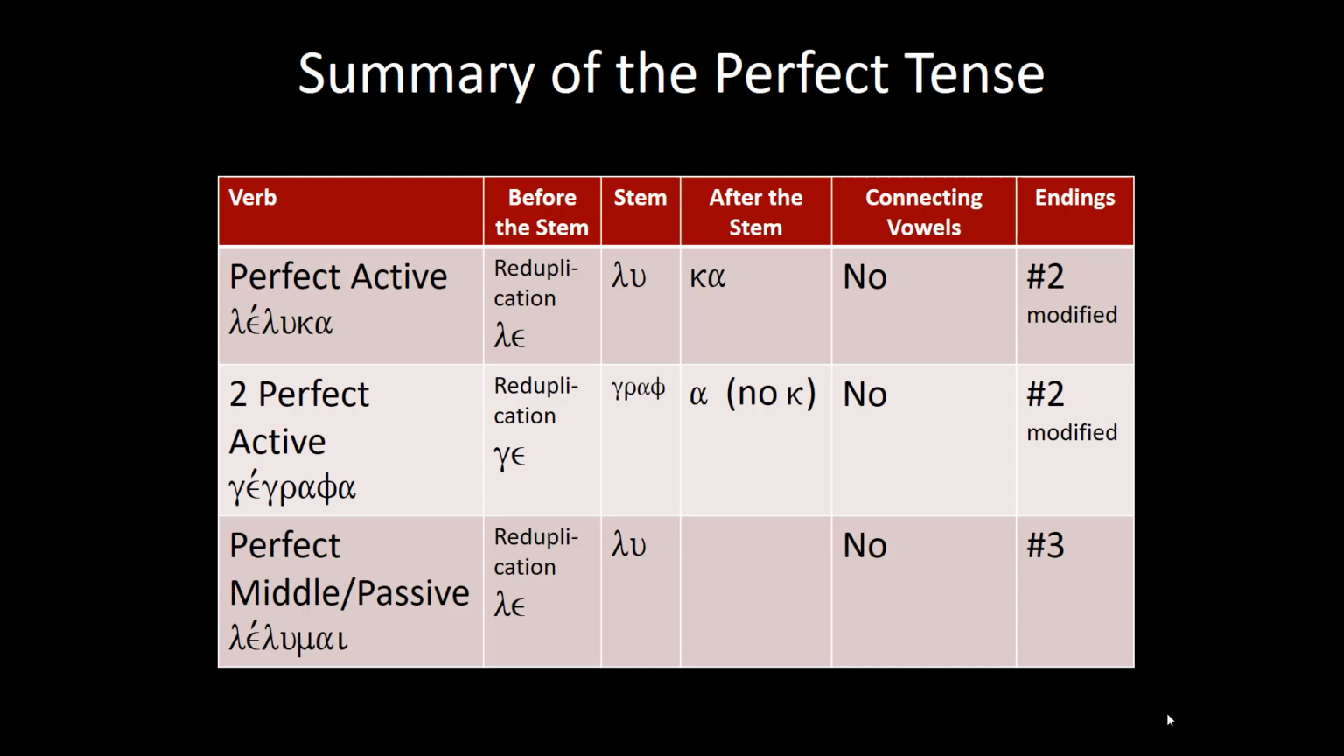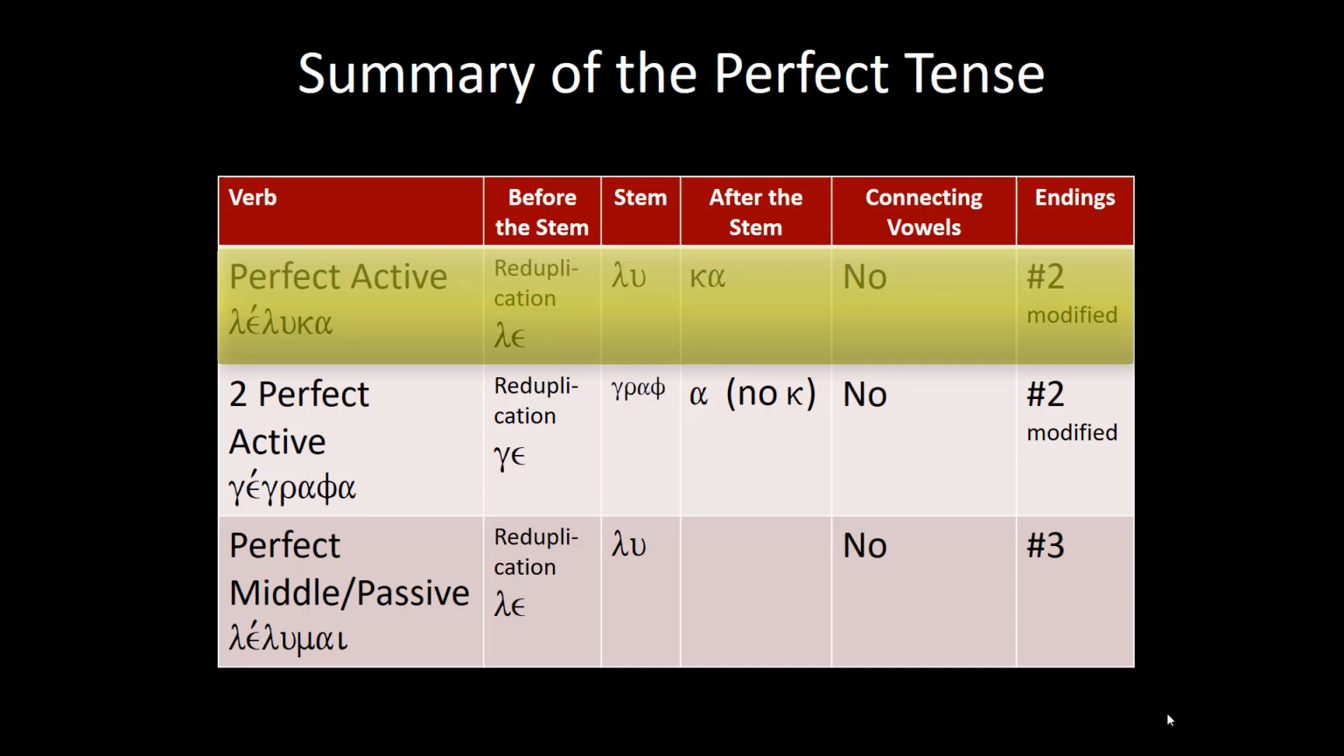Now let's take a look at the perfect tense. I always thought the perfect tense was easier to figure out because we've got two really good keys that will sometimes show up. We've got reduplication and kappa alpha. Reduplication, kappa alpha. These are great keys for perfect tense. So let's look at the perfect active. We've got both keys here.